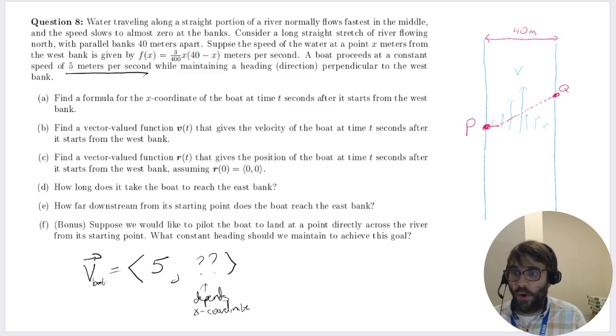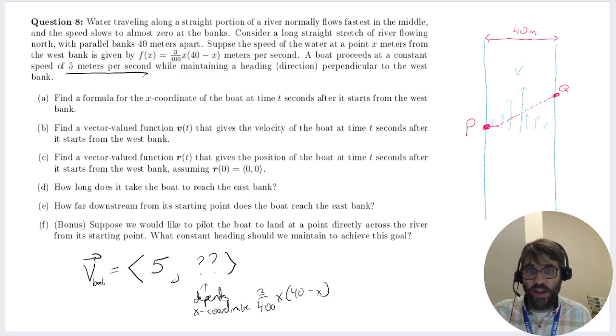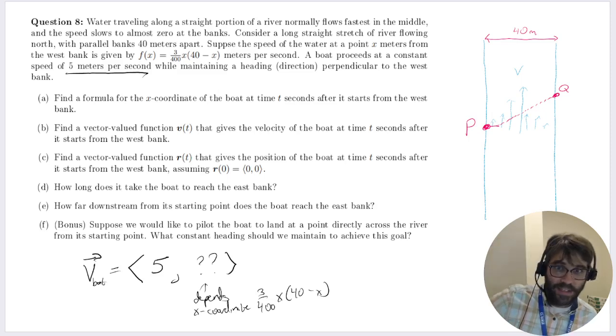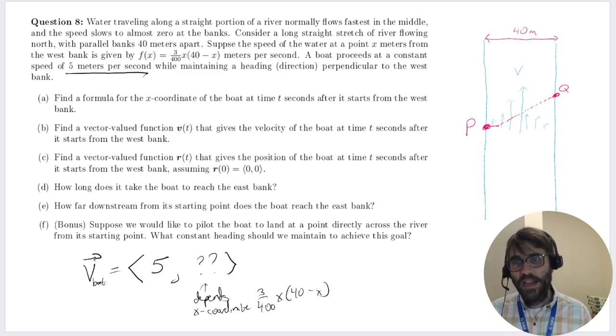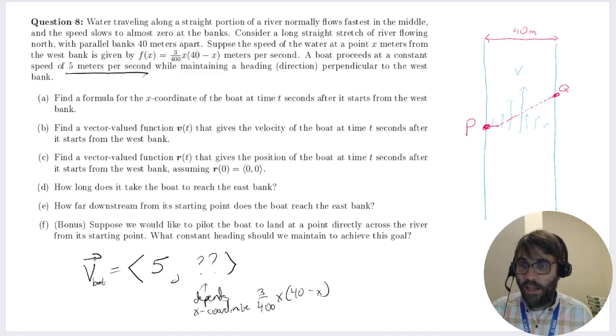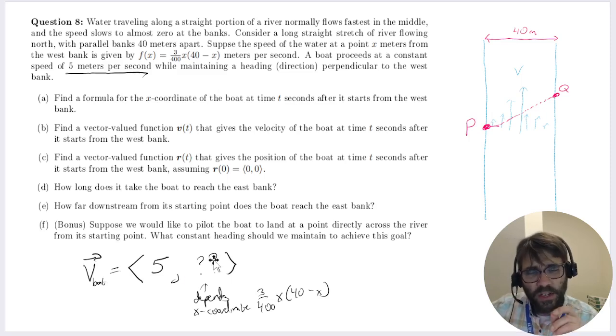We have a whole formula here. It's going to be 3 over 400 x (40 minus x). This is so that in the middle this is 3 meters per second and then smaller as you get to either end. It's got a symmetry in it. If you know the x-coordinate of the position, then you can figure out this velocity. But that's sort of circular reasoning here.